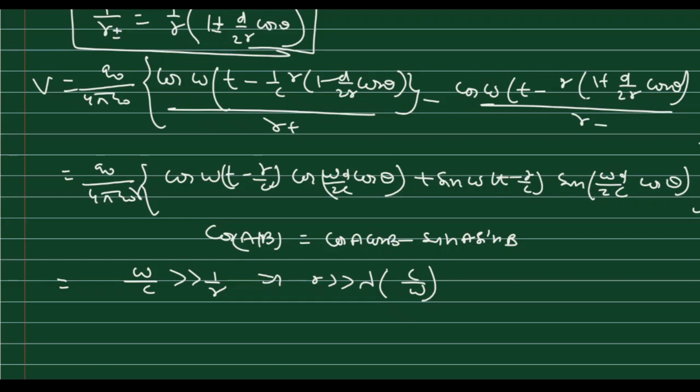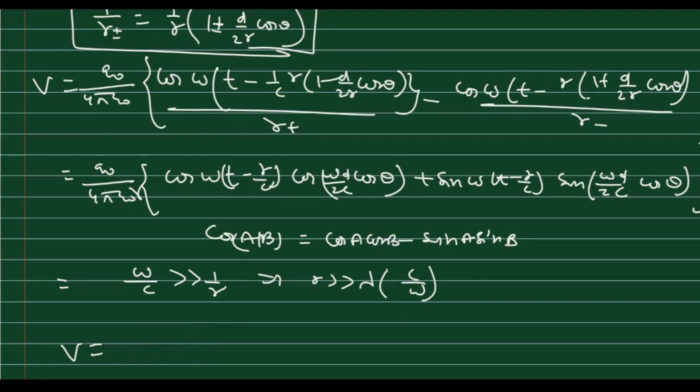Some terms should be approximated. So omega by c is greater than 1 by r. Which term can we see in the final reduction? This expression will be reduced to V is minus p upon 4 pi epsilon naught r, 1 minus d. Okay, we are approximating it.